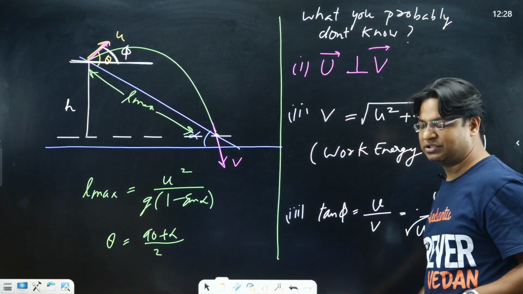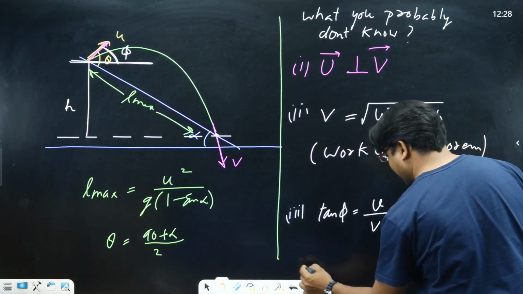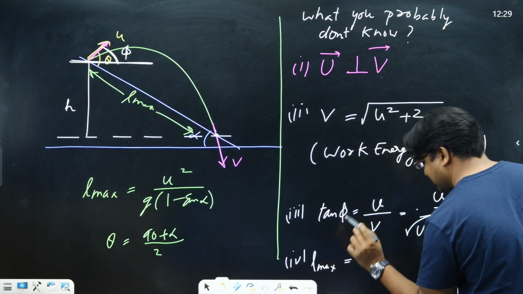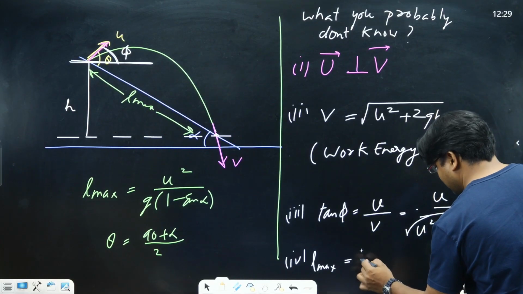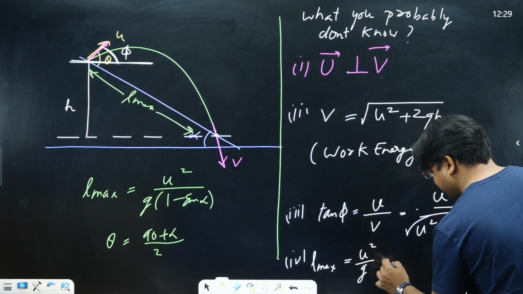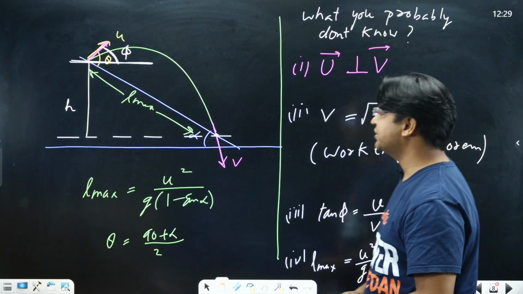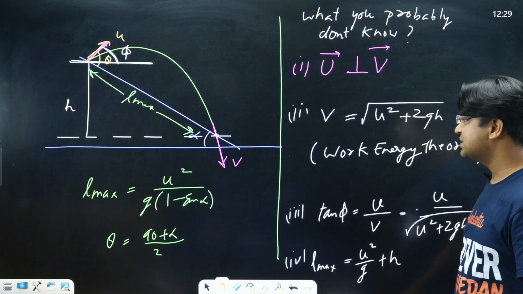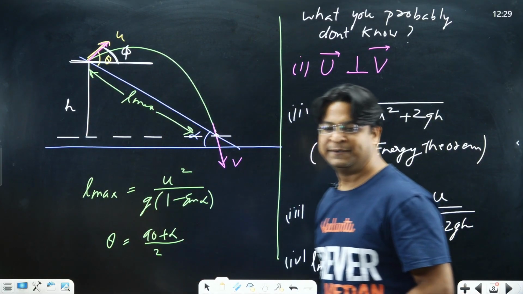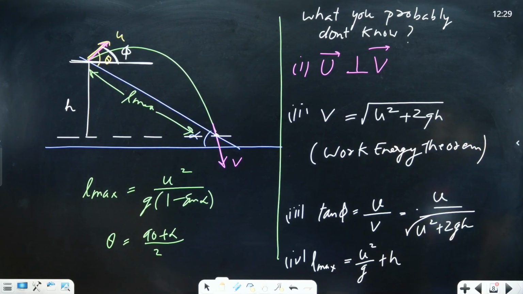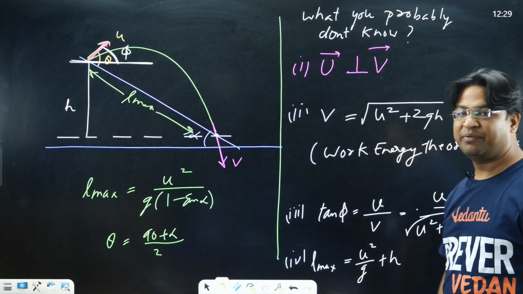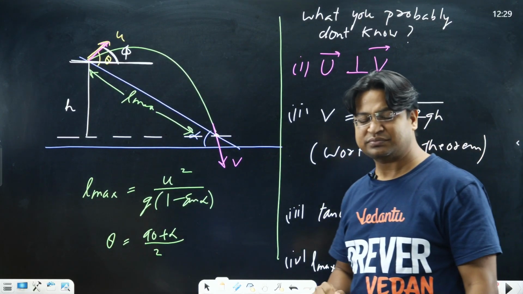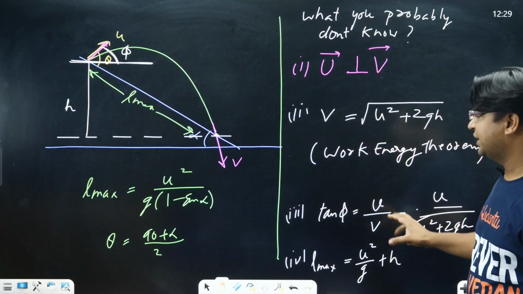I will derive all this. What else you probably don't know? You probably don't know that this L max will come out to be u square by g plus h. That's a very simple result: the maximum range that you get on the same horizontal level plus the vertical distance h. Using this we will derive some fabulous results. So guys, these are the things that you probably don't know. Now I'll try to derive all this.